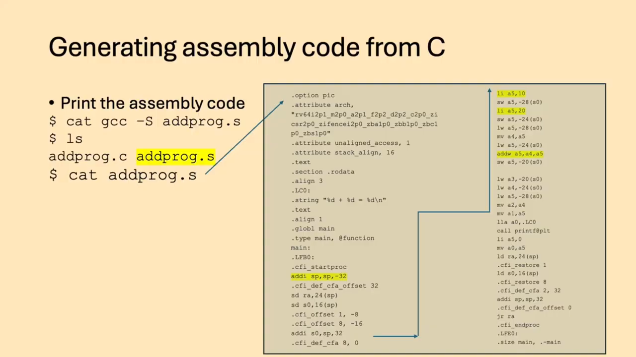In between and after the load immediate instructions, there was a stack push to save register A5. A copy of register A5 is loaded into register A4 via the move instruction. Both registers are added together using addword A5, A4, A5, and the result is stored on the stack. Following this, the output print parameters are set up by the argument registers A0, A1, and A2.